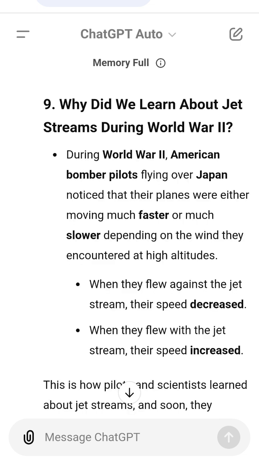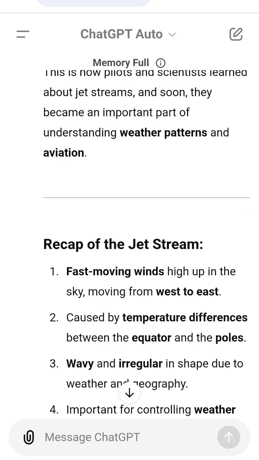Now you know all about jet streams. They're like highways of fast air in the sky, helping to move weather and even affecting airplanes.